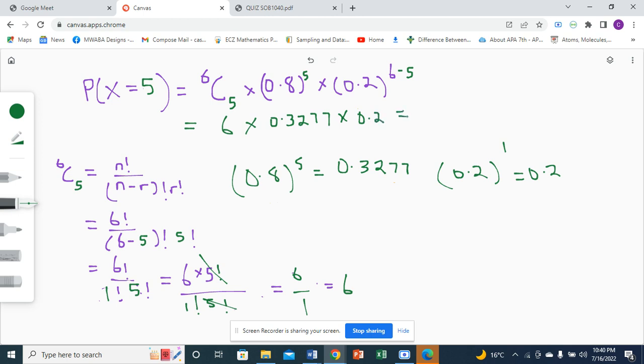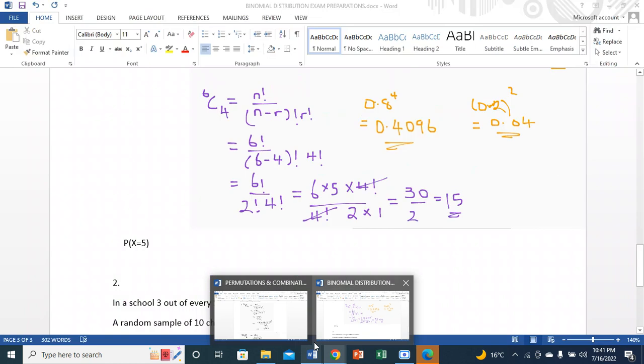Right, so the probability that 5 marketing strategies are effective is 6 times 0.3277 times 0.2, we get 0.3932. All right, so that's the probability that 5 marketing strategies are effective.